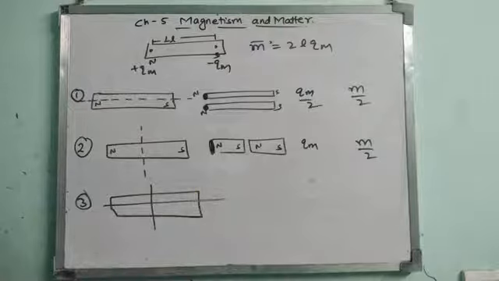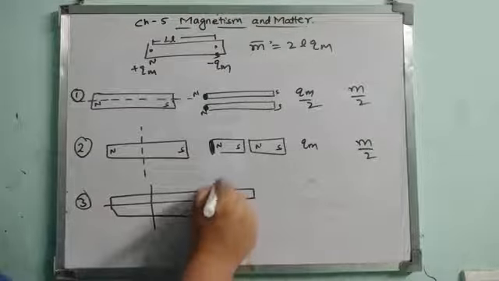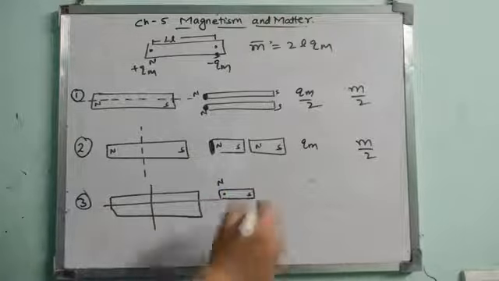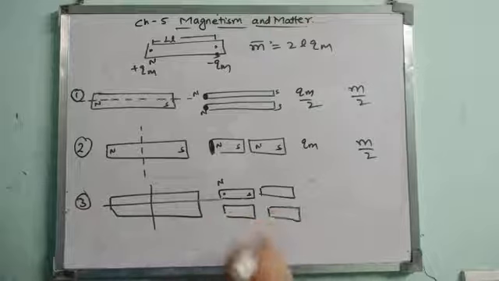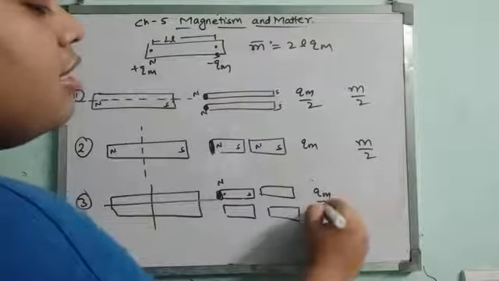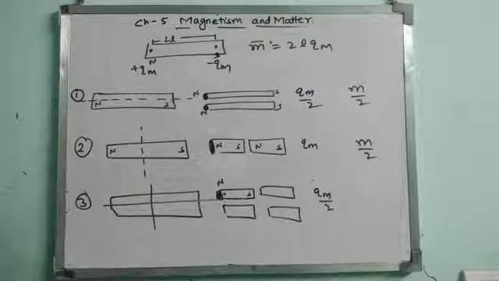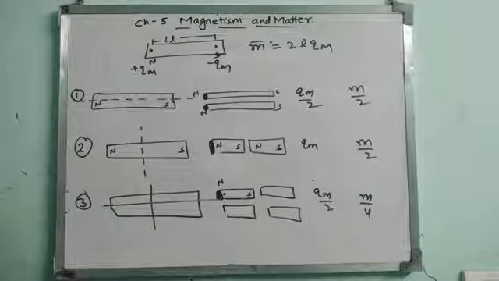There is one more case possible, that you cut the magnet in 4 equal parts. One part is like this. There are 4 magnets like this. Then you can see that cross-sectional area is divided into 2 parts. So in this case, pole strength will become half and volume is divided by 4. So magnetic moment will become 1 by 4 times.